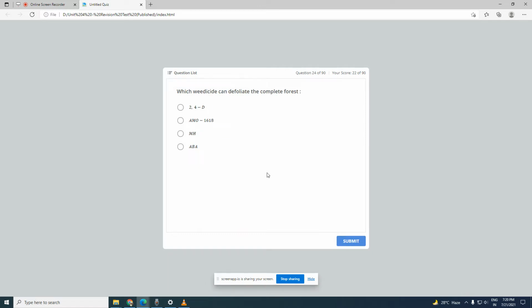Which weedicide can defoliate the complete forest? Disastrous. Can you find out? Is it 2,4-D, AMO-1618, MH, or ABA? Which one is the right answer?